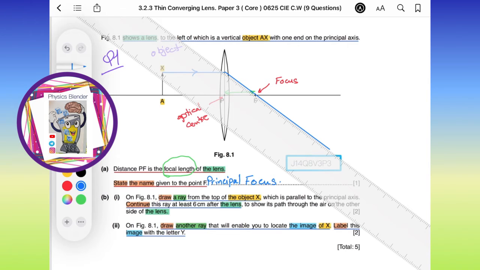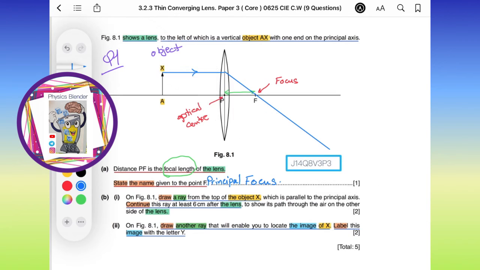Okay, don't forget to show the arrow of the refracted ray. So this is the first ray. On the same figure you have to draw another ray which will enable you to locate the image of X and label this image with the letter Y.